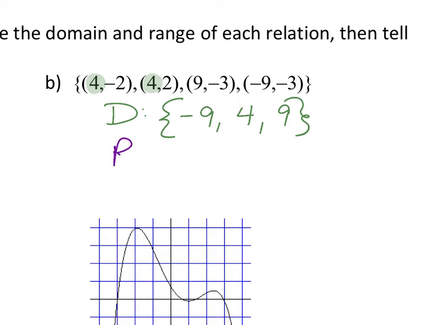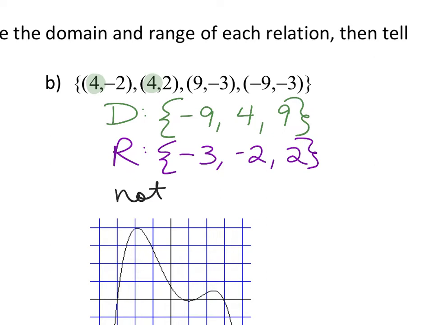And with the range, again, there's a repeating -3. That's fine. We don't have to list it twice. And again, you don't have to put them in number order. I just like putting them from least to greatest because I think it's more organized in your list. Now, is this one a function?